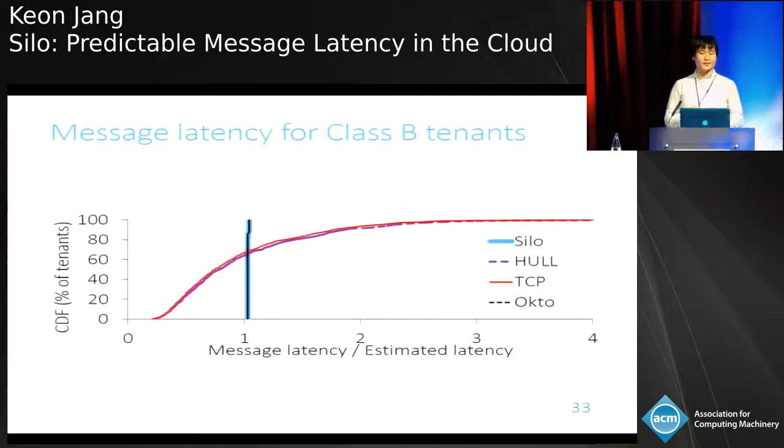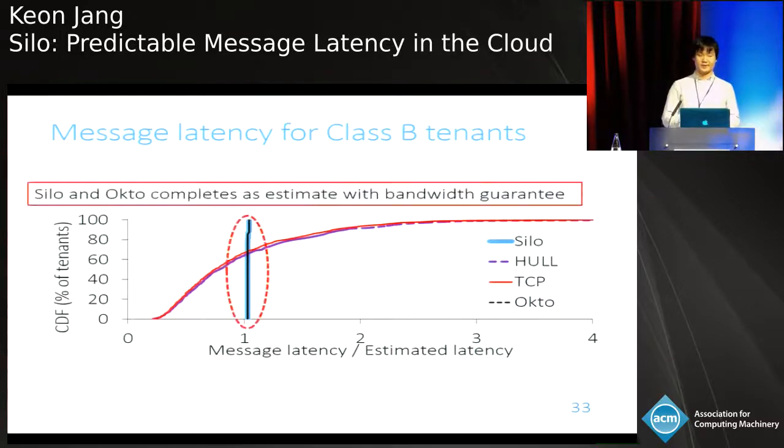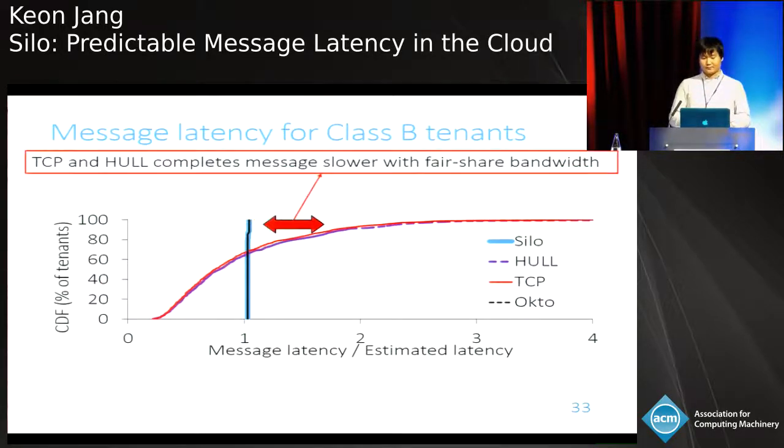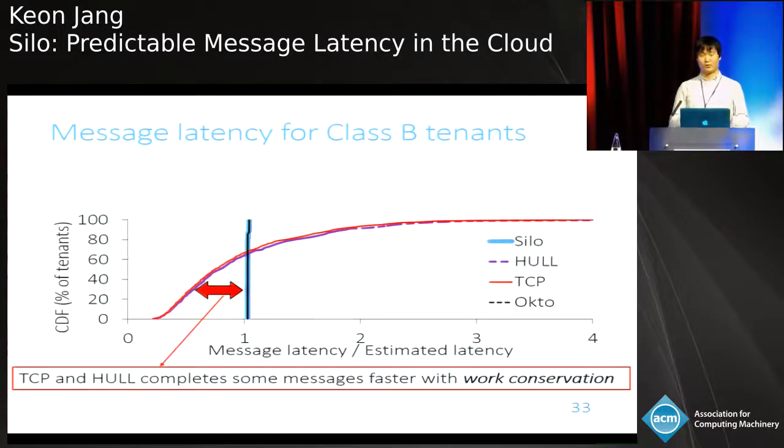Next, we look at the class B tenants, which are bandwidth sensitive. The graph shows the CDF of the relative message latency against the estimate using the bandwidth requirements for a given tenant. In this case, both Silo and Octopus complete their messages exactly at the predicted time. The reason Octopus also does well is because the tenants are bandwidth sensitive and packet delay does not affect them much. TCP and HULL, which give the fair share, perform slower in some cases: if there's a lot of contending traffic, you could get lower bandwidth than you expect. And in some cases, they're actually better than Silo because they're work conserving and can use more bandwidth if it's available.